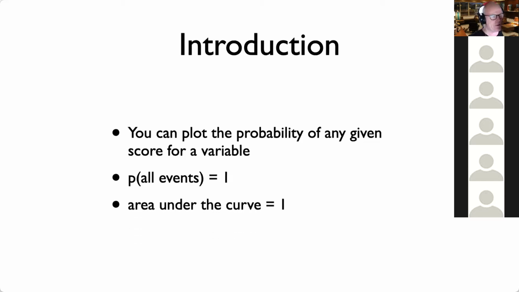So that means if we were to plot a curve, right, of all the possible outcomes, all the possible events of a variable, the area under that curve would be 1. If we were to measure it, if we were to take out a ruler and just figure out what the area was, it would be 1. Are you with me so far? Do I have any questions I can answer so far? Okay, good.